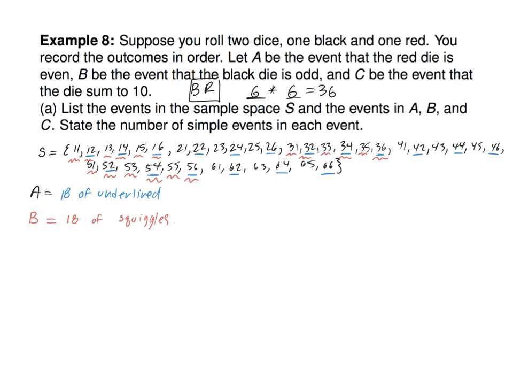Okay, and then C, the last event. This one we can actually list, it's not too bad. C is the event that the dice sum to 10. So will any of the 1s sum to 10? Any of the 2s? Any of the 3s? Get close, right? How about the 4s? 4,6 will. Who else? Any of the 5s? Yeah, 5,5, yep. And is there any of the 6s? 6,4.